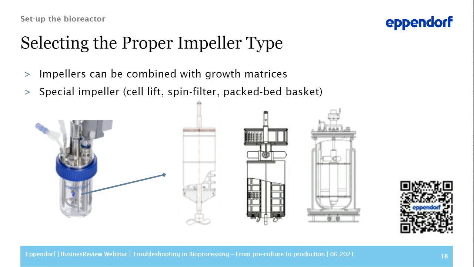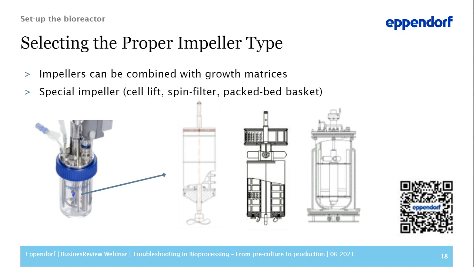So some of the unique processes or applications require some specialized impeller systems. For example, a cell lift impeller. This type of impeller typically provides circulation to microcarrier-based cultures since it is an ultra-low shear impeller. The flow is caused by the 3 discharge ports located on the impeller shaft.